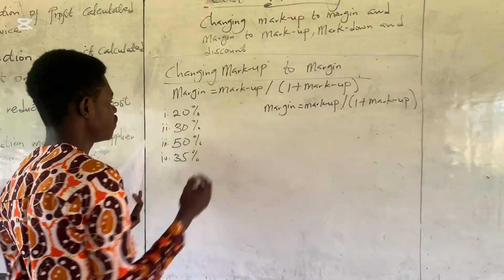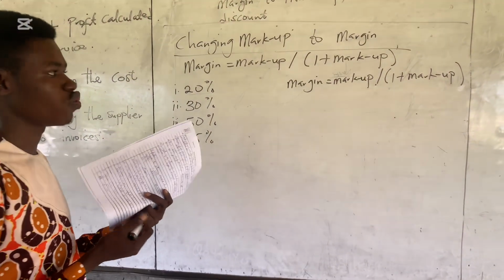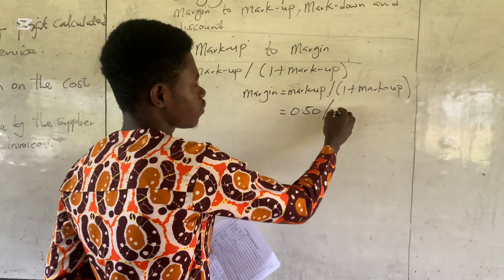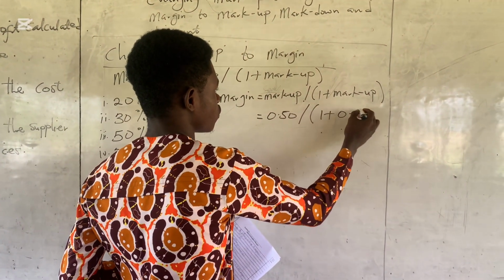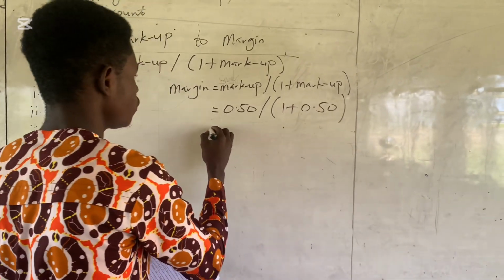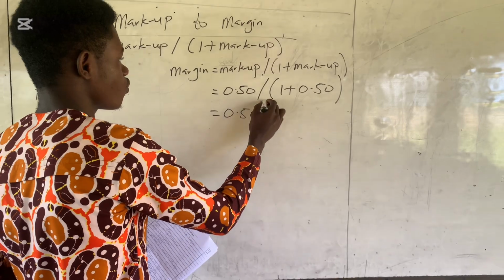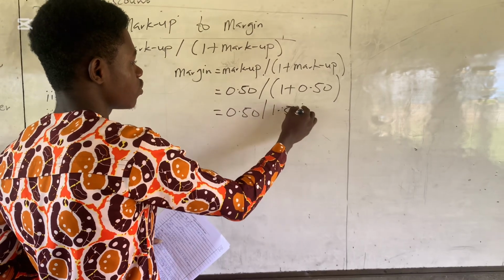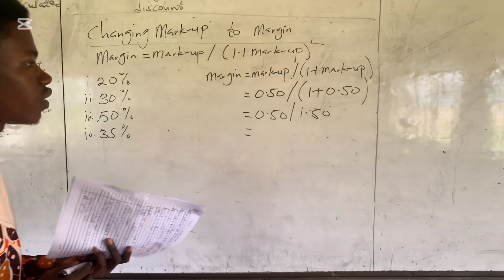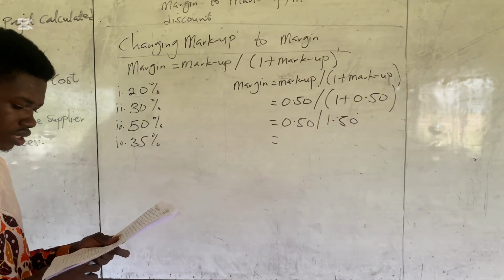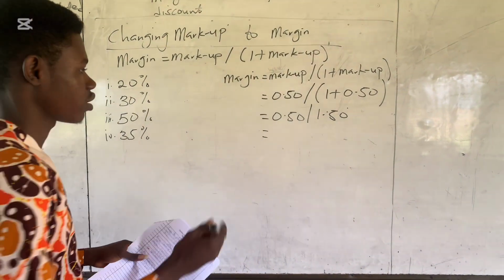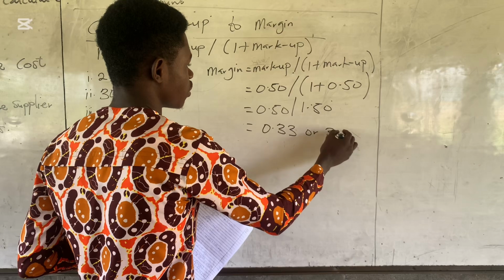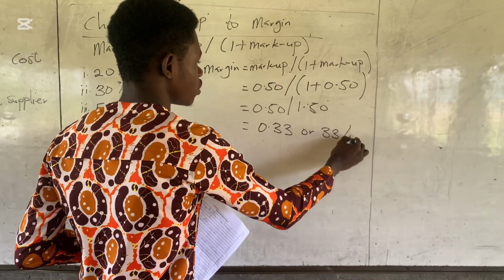Now let's do the 50. You are changing 50% markup to margin. So margin is equal to 0.50 over 1 plus 0.50, which is 1.50. When you divide 0.50 by 1.50, you get 0.33, or 33%.